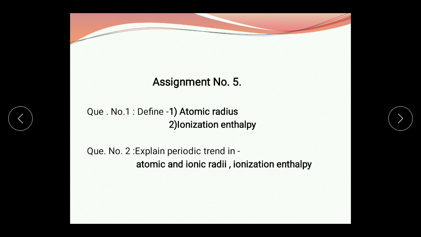So, what will be the assignment this time? You have to define atomic radius as well as ionization enthalpy. Open your textbook, you will get everything there. And you have to explain the periodic trend in all the three properties we studied today, that means atomic and ionic radii as well as ionization enthalpy. While explaining the periodic trend, just give what happens across a period, down a group, and why. Suppose it decreases or it increases, and why, that also you have to explain, because the question is explain. Understood? So this is all about today's session.